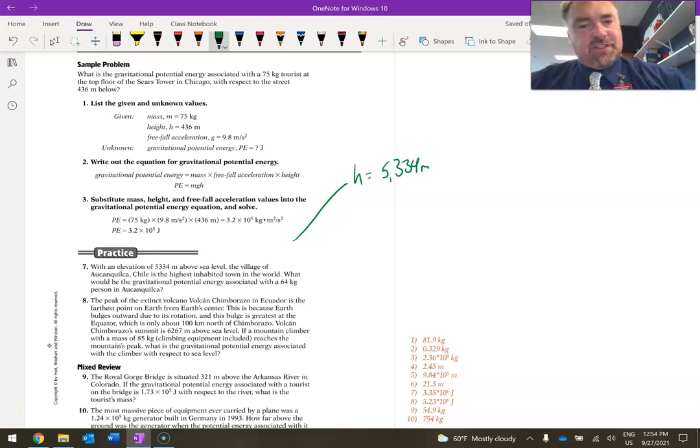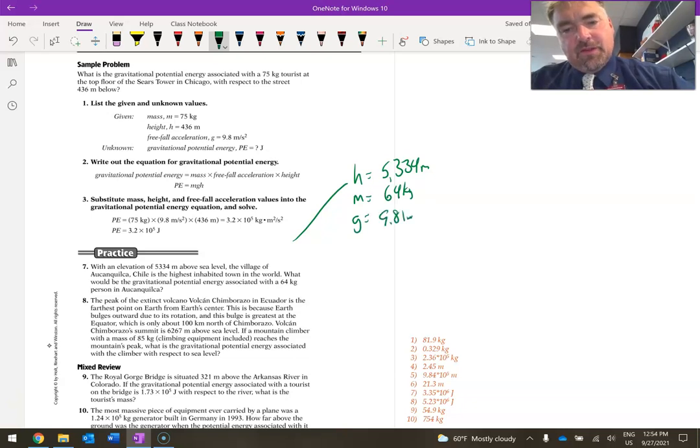We want the gravitational potential energy associated with a 64 kilogram person, so a mass of 64 kilograms. And remember, because we're here on Earth, g is still going to be 9.81 meters per second squared, and we're looking for potential energy. So this is the easy one, straightforward. Potential energy is equal to mgh.